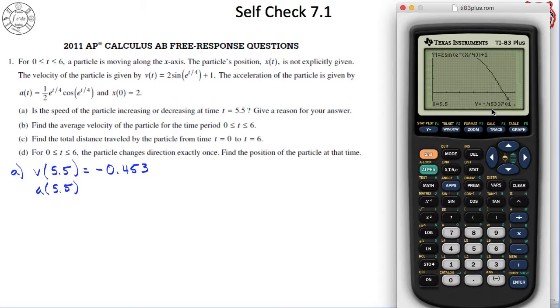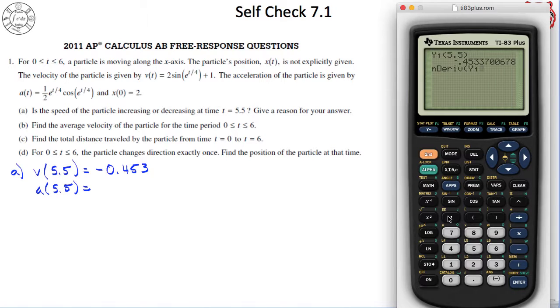All right, so the acceleration at 5.5, how did we get that? The way that we can get acceleration is by taking the derivative. You can either just enter it into this equation if you want, that'll work. I think the quickest way of doing it is going to math. We're going to take the derivative of our Y1.